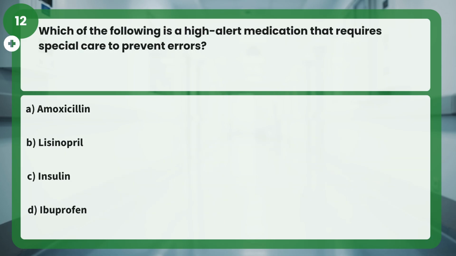Question 12. Which of the following is a high-alert medication that requires special care to prevent errors? A. Amoxicillin. B. Lisinopril. C. Insulin. D. Ibuprofen.